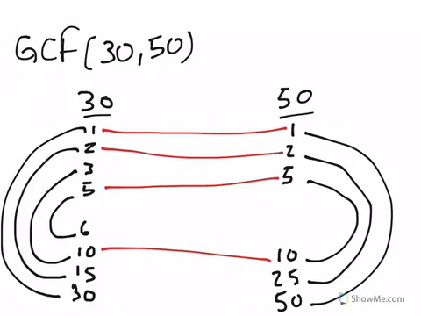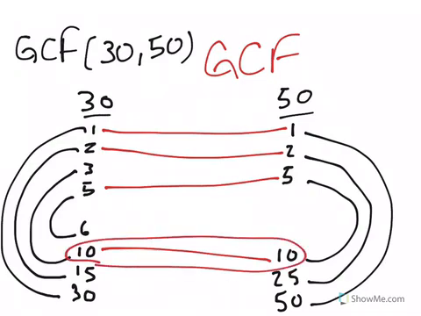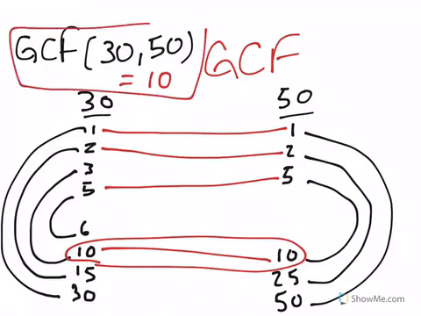So 1, 2, 5, and 10 are all common factors, CF, but we're looking for GCF. We're looking for the greatest common factor. So the highest number of all of those is 10. So the greatest common factor of 30 and 50 is 10.